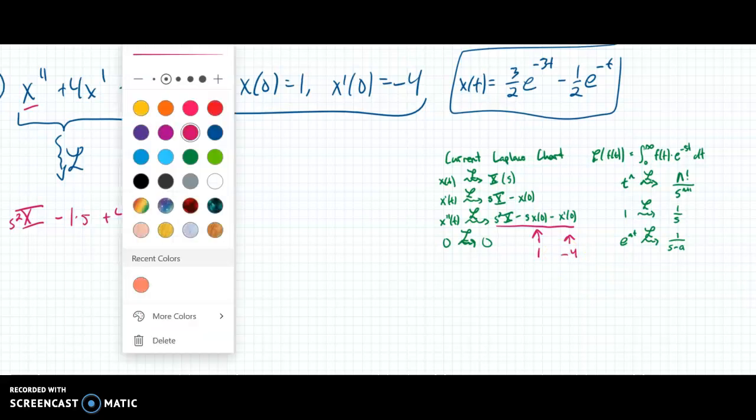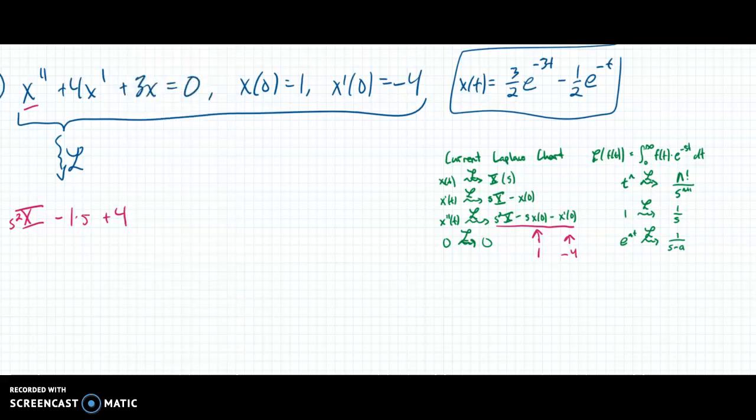And then we'll change colors to blue. This guy is going to be this right here. So that gives me +4 open parentheses. And then I put these guys right here because the 4 gets multiplied by the whole x right there. So that gives me s big X minus what's x of 0, 1, close. And then we'll go back to the main color, plus 3 big X equals, and the Laplace of 0 is 0.